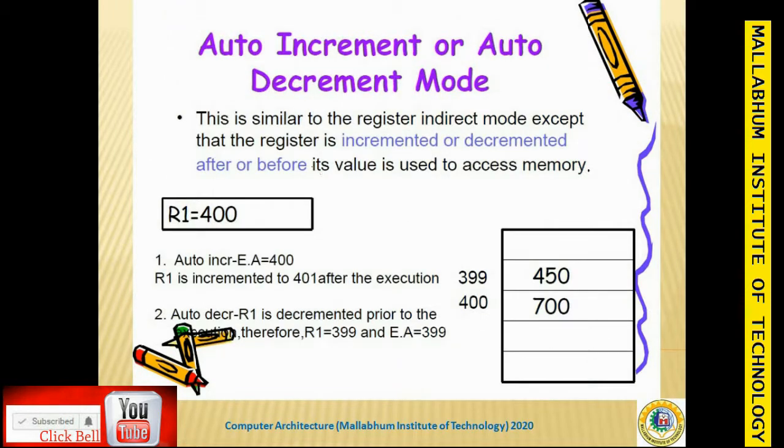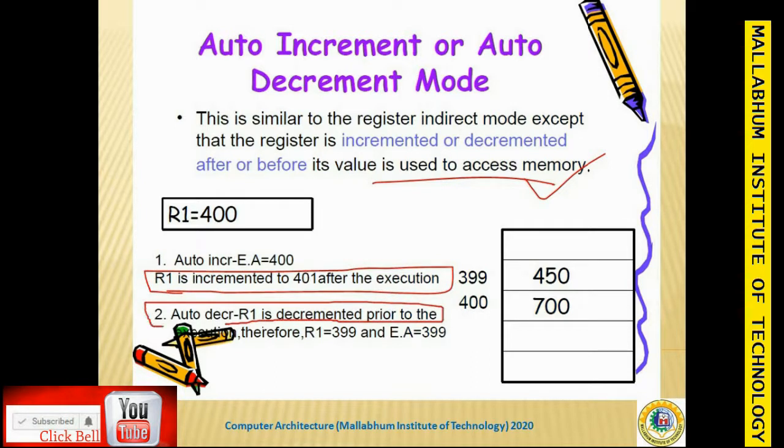Auto increment or auto decrement. This is similar to the register indirect mode, except that the register is incremented or decremented after or before its value is accessed to memory. That means with auto increment, if R1 equals 400, R1 is incremented to 401 after the execution. With auto decrement, R1 is decremented prior to the execution.